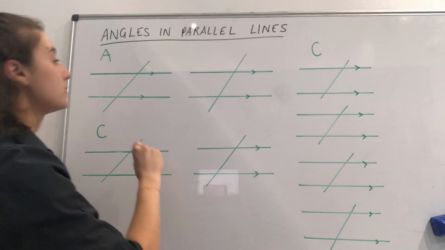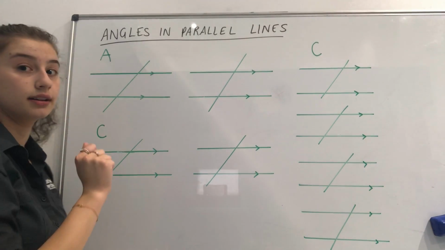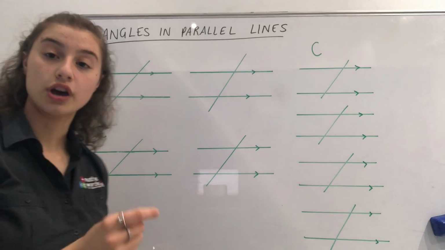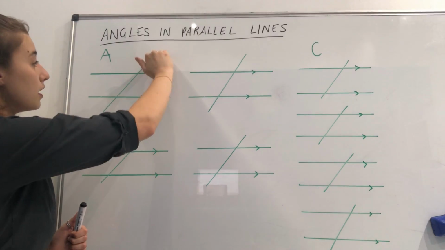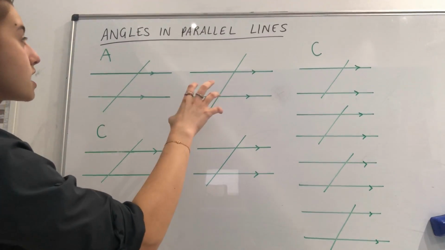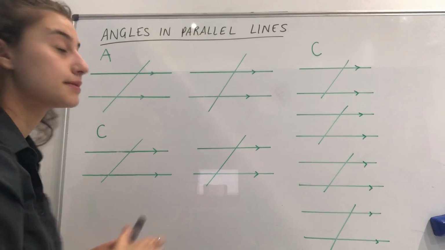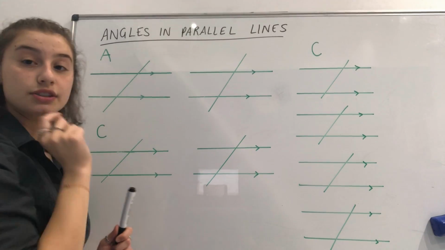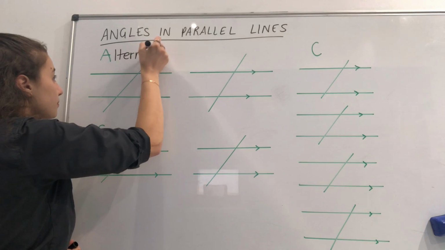The second idea that we need to become familiar with is this line that crosses our 2 parallel lines. It is called the transversal, and our terminology is super important in maths, so we have to remember that it's called the transversal. All right, let's jump straight into the 3 laws that we can use to help us prove angles in parallel lines. I've written an A here because the first is alternate angles.